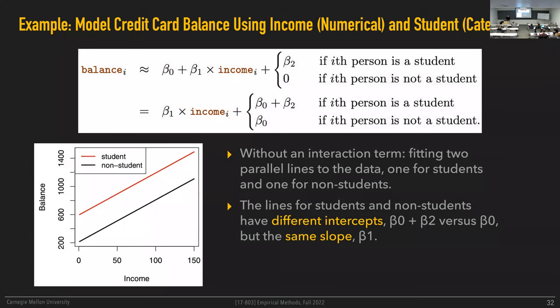Okay? So there is no interaction term here. You could see that you get two parallel lines with the same slope, one for students and one for non-students. And you could see that the intercept is different between them. So students have more credit card debt balance on average, say.